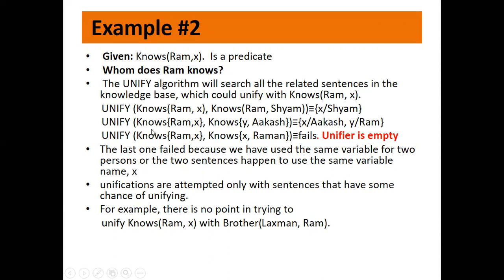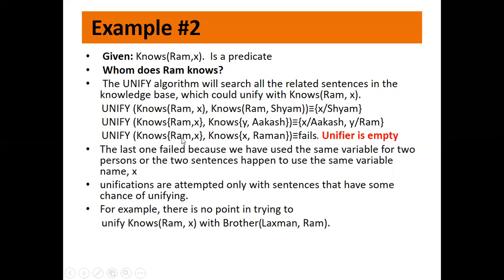Second statement, if you see, knows Ram comma X and knows Y comma Akash. Now what will you do? In the first statement, which has a variable X, Akash will be replaced by the variable X. Similarly, Ram will be replaced by the variable Y. So both of these will have knows Y comma X, knows Y comma X. The variables are the same, the predicate is also the same. So these two can be unified.